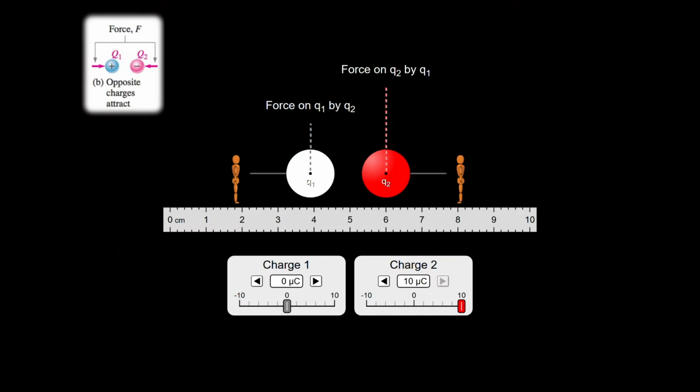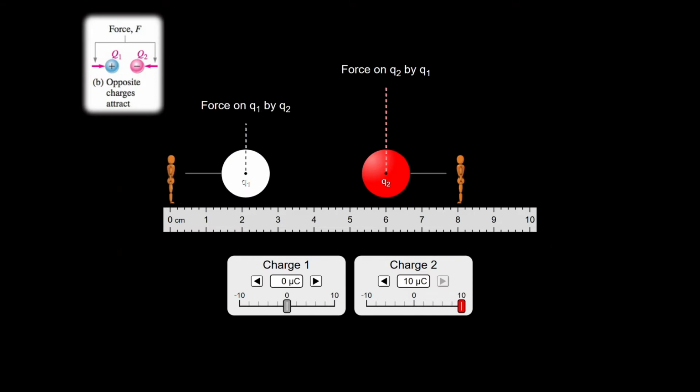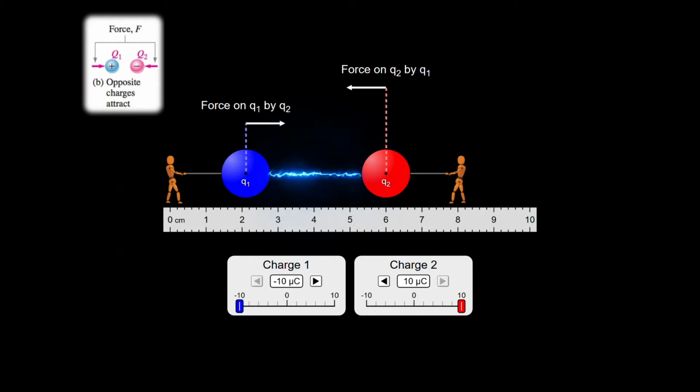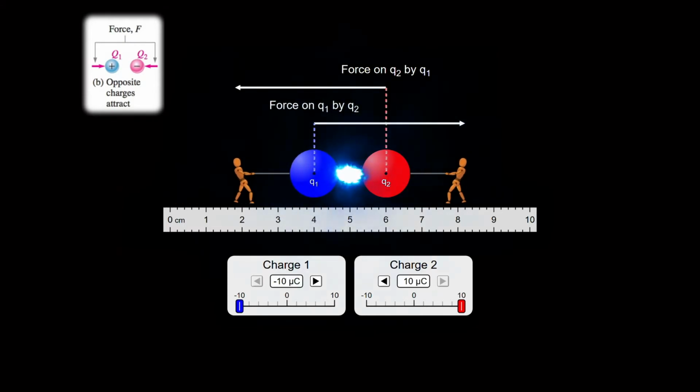Coulomb's law describes that a force exists between two charges that is directly proportional to the product of the two charges and inversely proportional to the square of the distance between the charges.